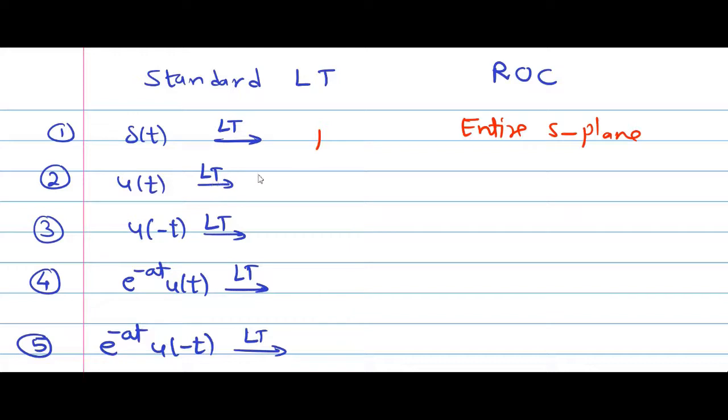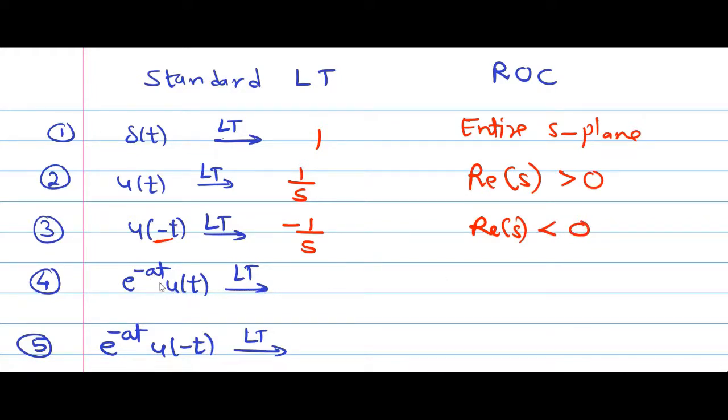Then next is U of t. It has Laplace transform 1 upon S and the ROC is denominator greater than 0. That means real of S greater than 0. Then third, U of minus t. So here it is minus, so in the answer also we have minus. So the Laplace transform is minus 1 by S and the ROC is, with U of t we always equate greater than 0 and with U of minus t we equate less than 0. So real of S is less than 0.